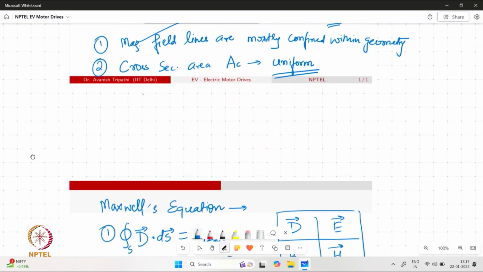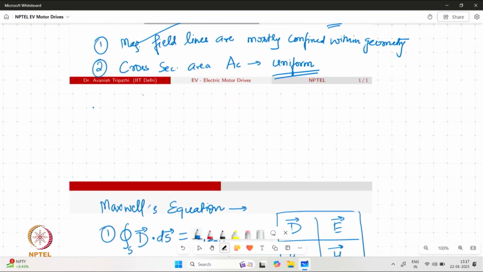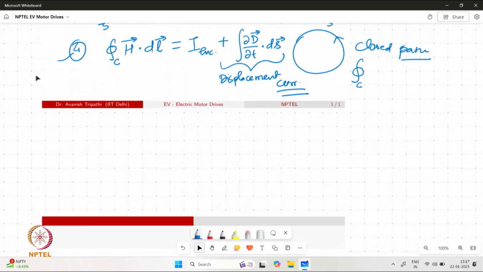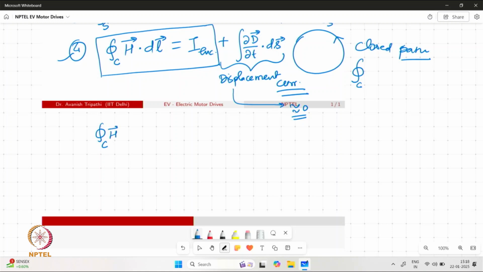So, considering the fourth equation, what we have stated is that because the frequency is not very high and the capacitance is also not significant, we are going to have nearly zero displacement current in this system. So we are essentially having I enclosed, which is basically going to appear in this expression.